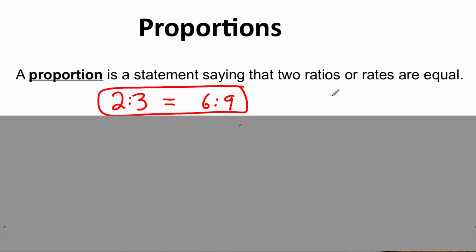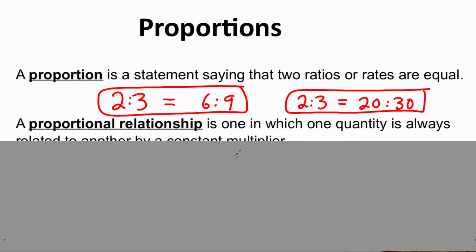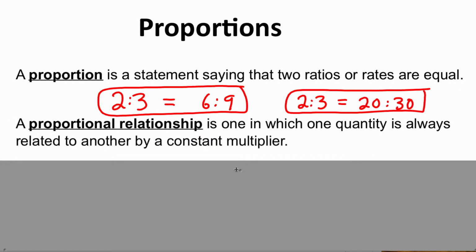I could write other proportional relationships by taking 2 to 3 and multiplying by a different number. If I multiply the terms by 10, I get 20 to 30. That ratio is the same as 2 to 3. Because remember, a proportional relationship is just one in which one quantity is related to another by some constant multiplier.